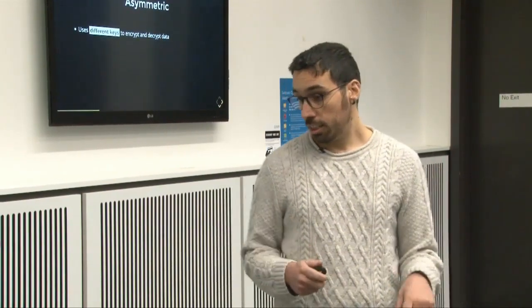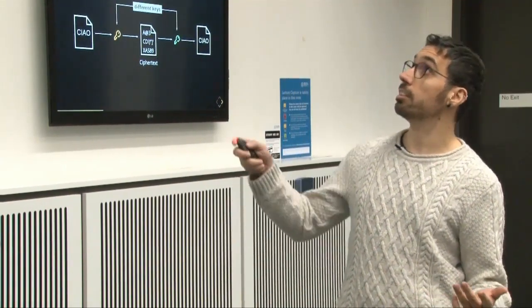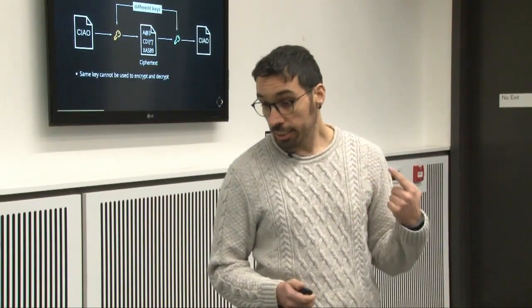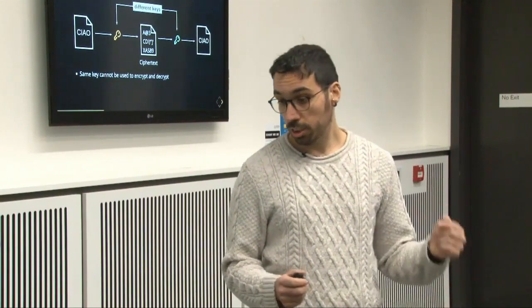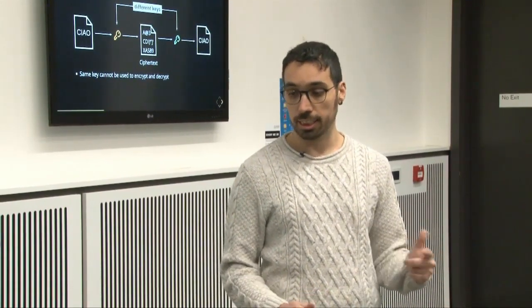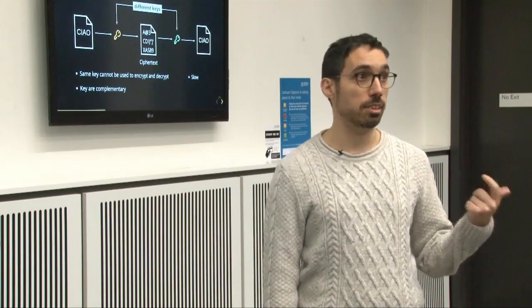Another one is the asymmetric. This one uses two different keys to encrypt and decrypt the data. Using the same example here, we can see that this key and this key are different. The same key cannot be used to both encrypt and decrypt the data, but they are complementary. The difference with the symmetric one is that this one is slower.